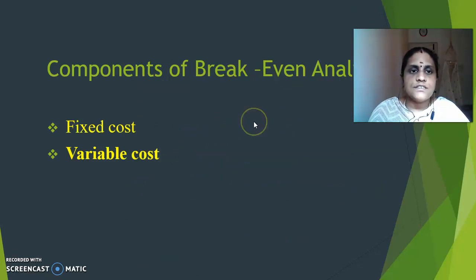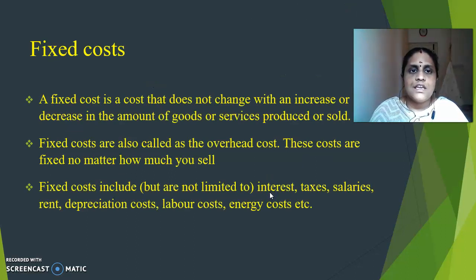Components of break-even analysis. There are two important components in break-even analysis, fixed cost and variable cost. Fixed cost is a cost that does not change with an increase or decrease in the amount of goods or service produced or sold. Fixed costs are also called overhead cost. These costs are fixed no matter how much you sell. Fixed costs include interest, taxes, salary, rent, depreciation cost, labor cost, energy cost, etc.